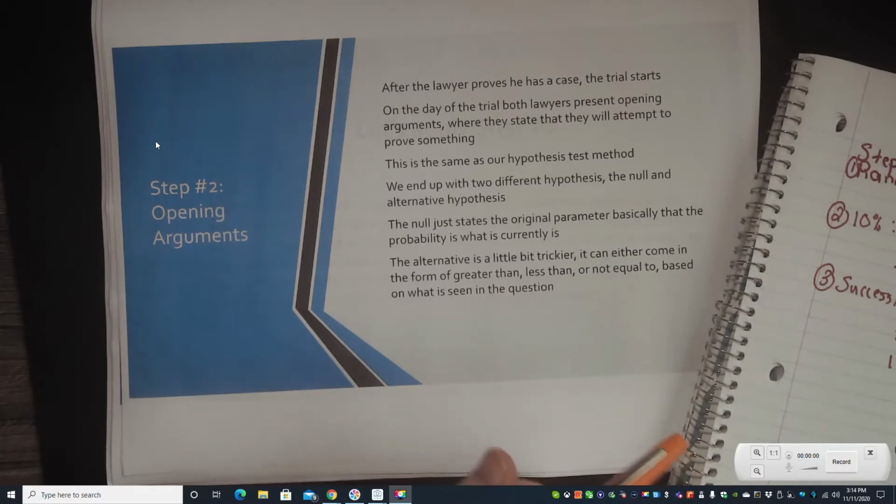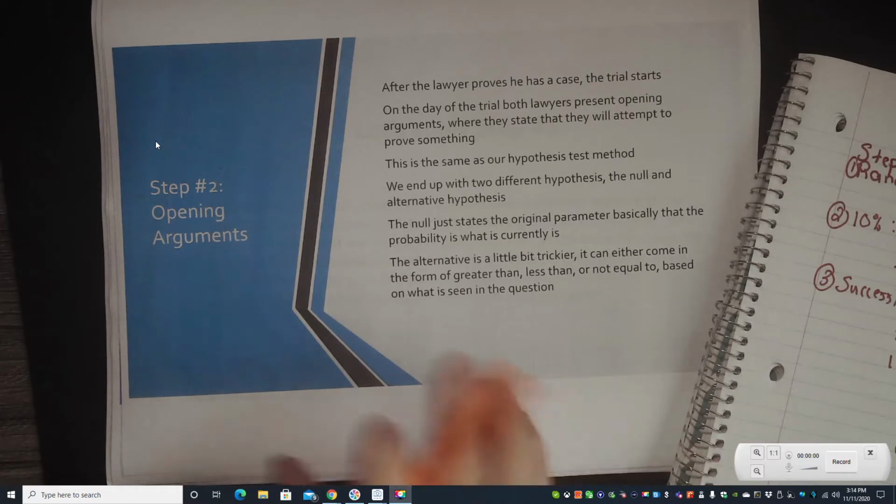So step number 2, after the lawyer proves he has a case, the trial starts. On the day of the trial, both lawyers present opening arguments where they state what they're attempting to prove. It's the same thing for our hypothesis test method. We end up with 2 different hypotheses, the null and the alternative hypothesis.